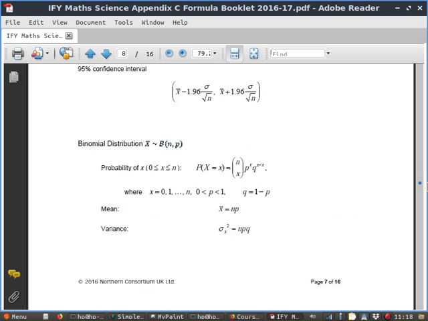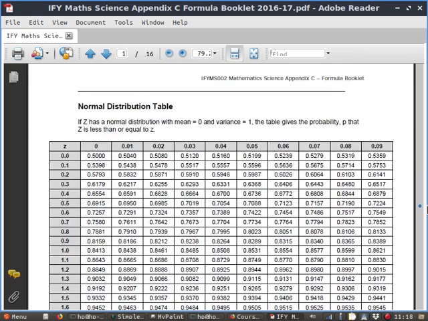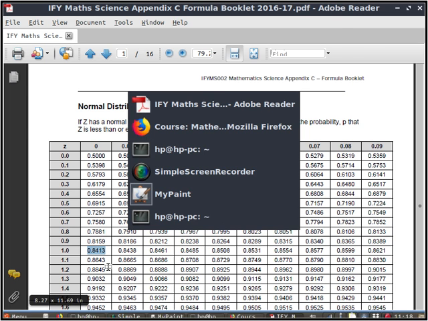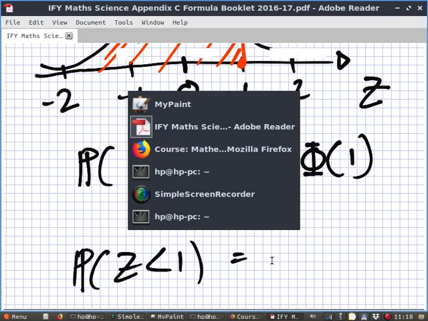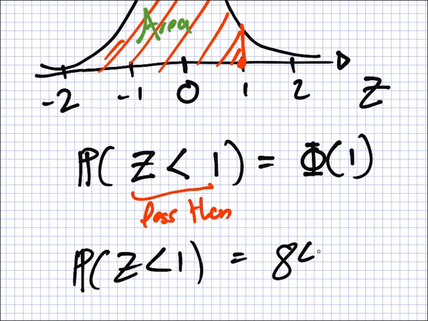Right, what you do, you just go down to value 1, and you see that you get 0.8413. Now I'll explain these other ones in a moment. So the probability that z will be less than 1 is equal to, in this case, 84%.